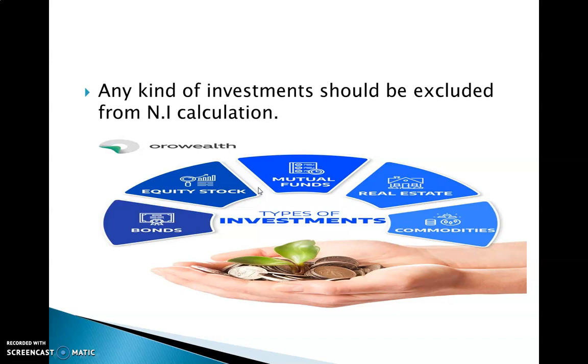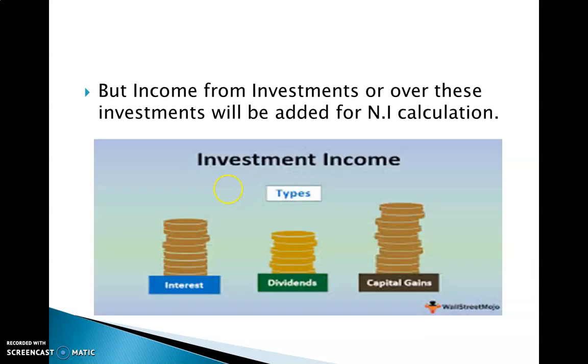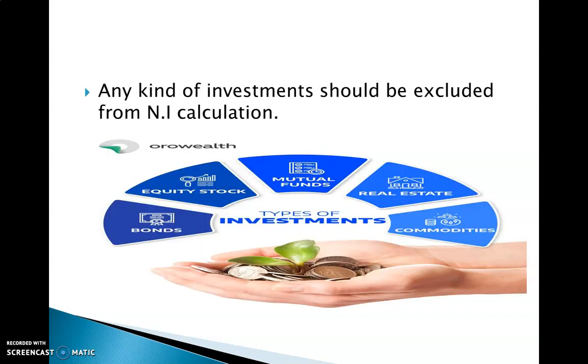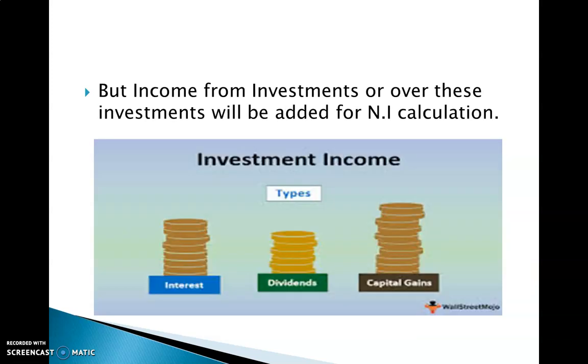But the income generated by the financial service providers can be taken into consideration, as well as the income from these investments, such as interest and dividends. These amounts can be called investment incomes. These incomes should be included for national income calculation. Please listen carefully. The investments themselves should be excluded from national income calculation, but the income from these investments should be included in the national income calculation.